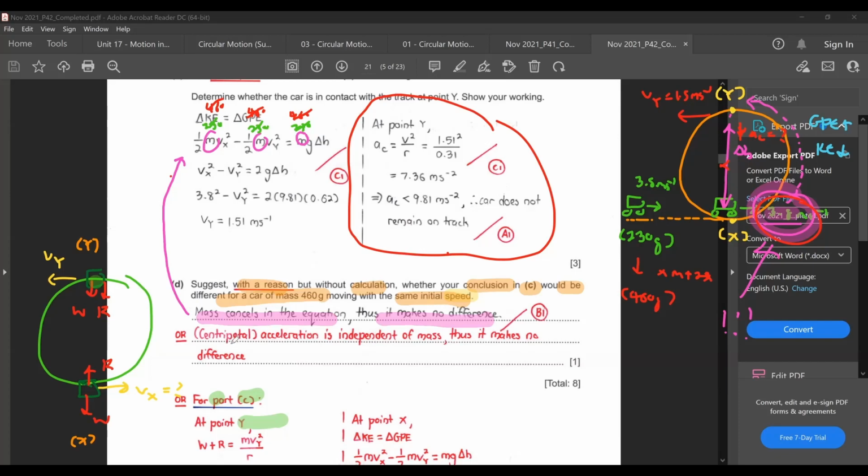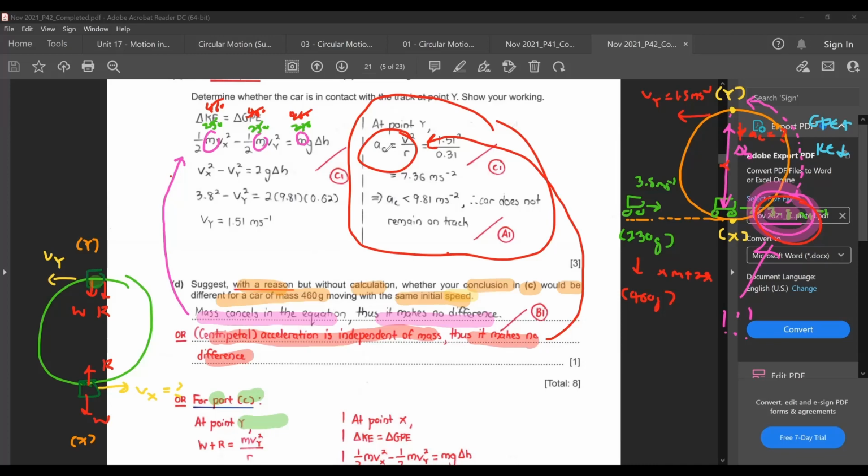Now, there's also another answer here. This is also somewhat relevant, but I think this one is not so straightforward. They tell you centripetal acceleration is independent of mass, thus it makes no difference. This one would be related to this one. You see, the term for centripetal acceleration is v squared over r. There's no mass term there. So even if you were to change the mass, your centripetal acceleration is unchanged. It doesn't affect anything. So therefore it also makes no difference here.